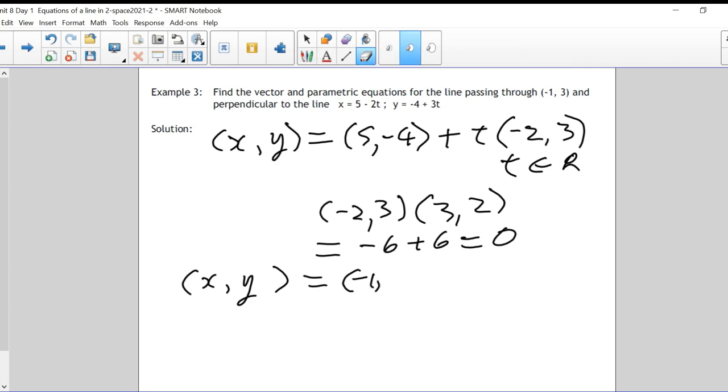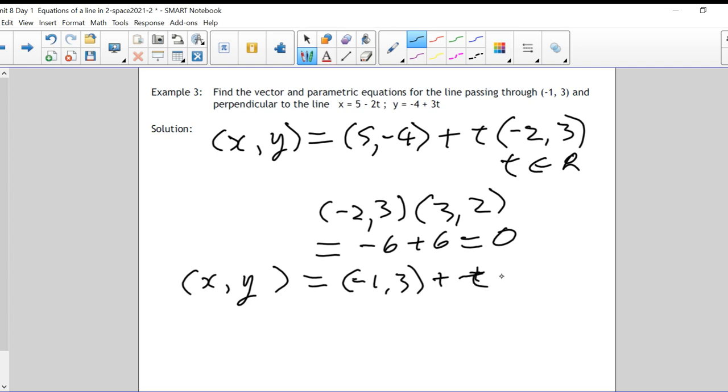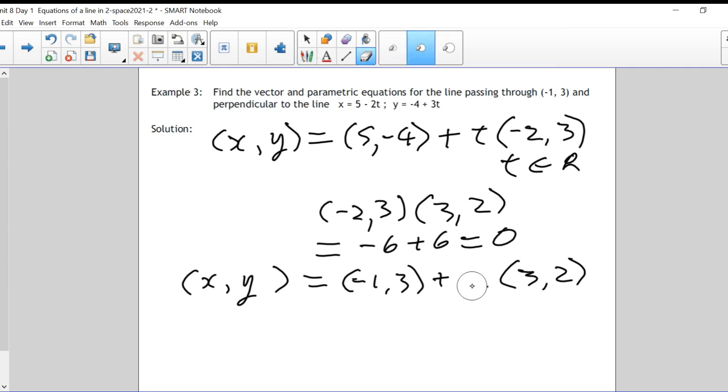All right, let me make that look a little bit more clearer. So minus 1, 3. And then we're going to add on t, which is being, I need to learn to write better, multiplied by the 3, 2. All right? That would represent, okay, let me tidy up this t here. That would represent a vector that does what we want it to do. It's a vector equation that passes through the point minus 1, 3.